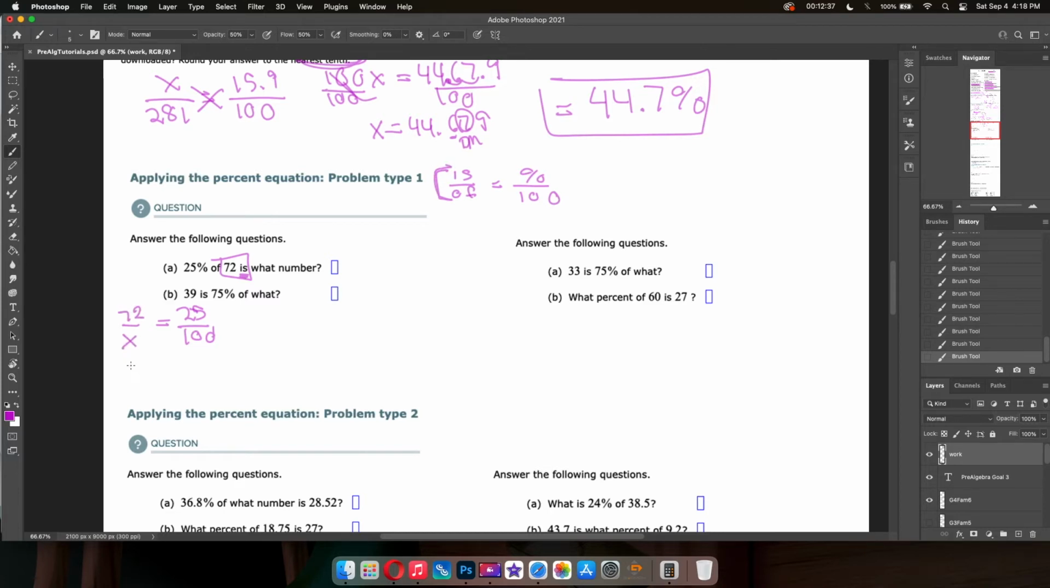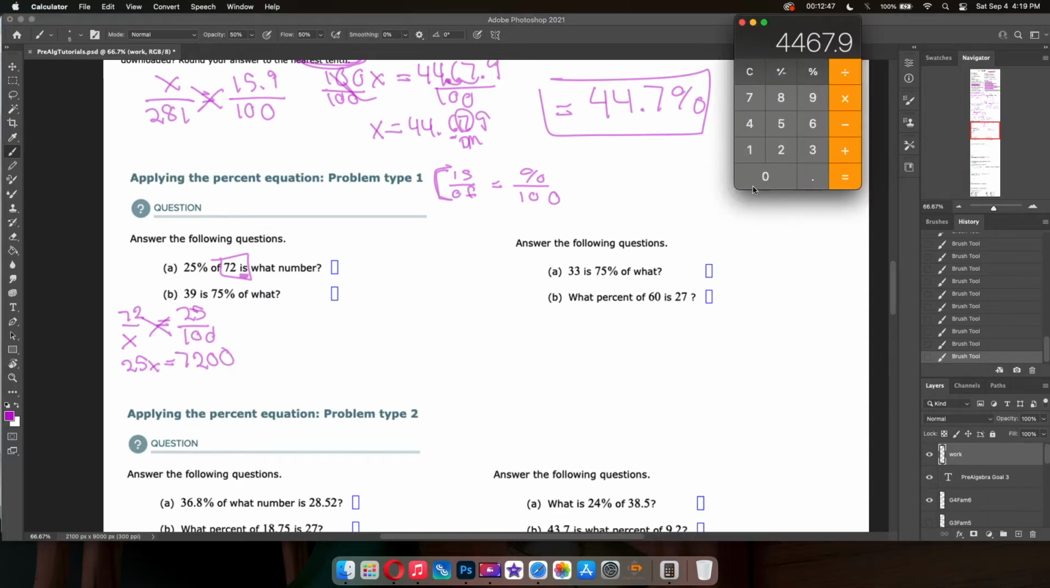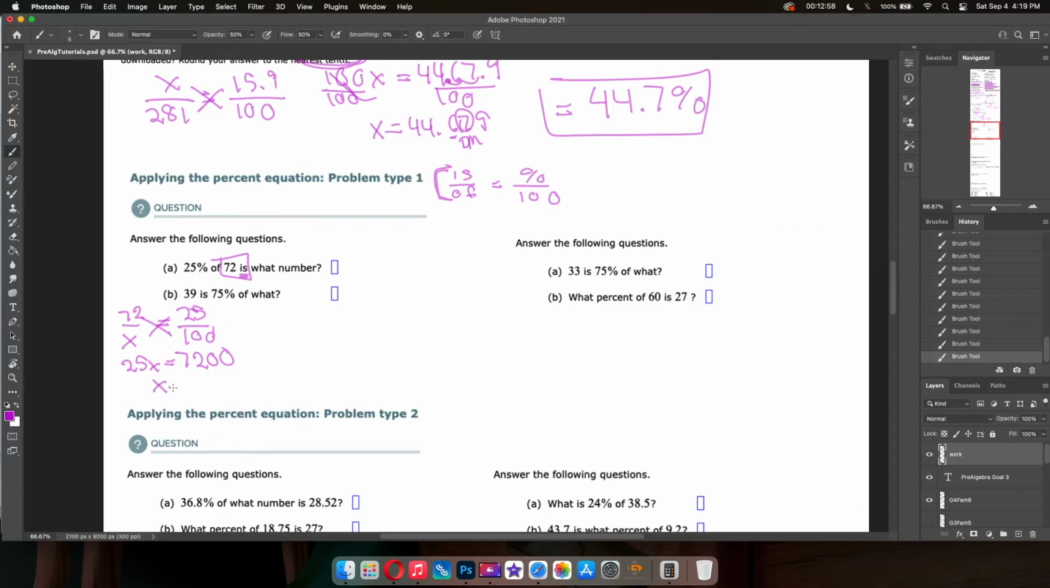So now this time when I cross multiply, I have 25x equals 7200. Can I do that? I know I can do that in my head, but it's going to take time, and it is like stupid o'clock in the evening. So 7200 divided by 25 equals 288. So x equals 288 for box 1. That's our first one. Now we do the second one.